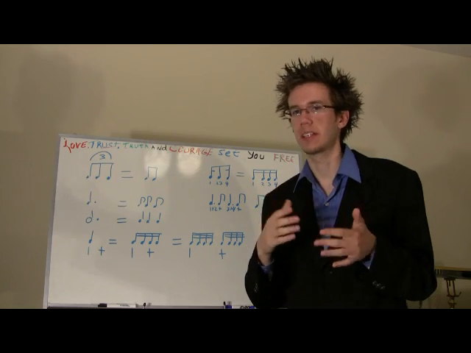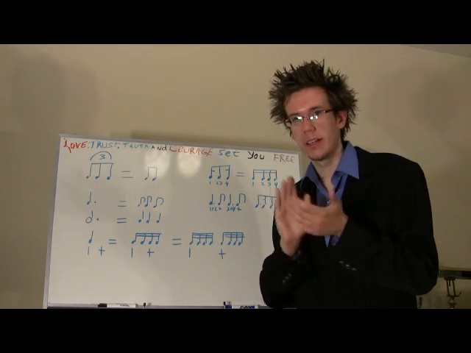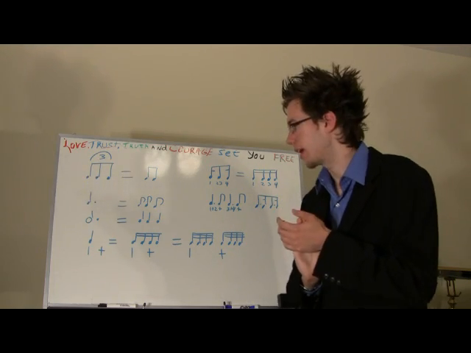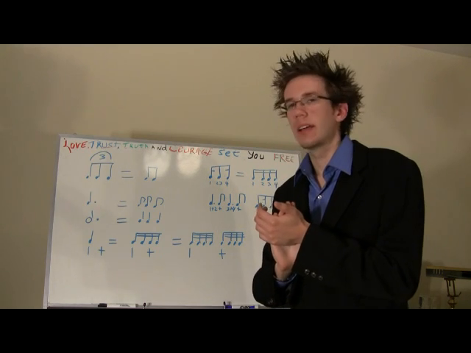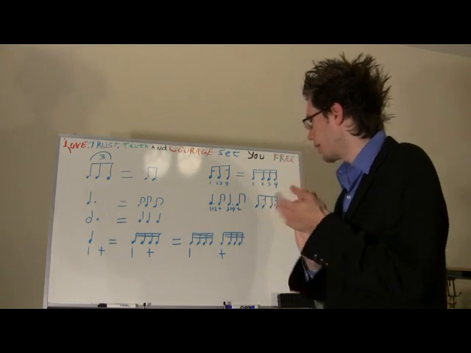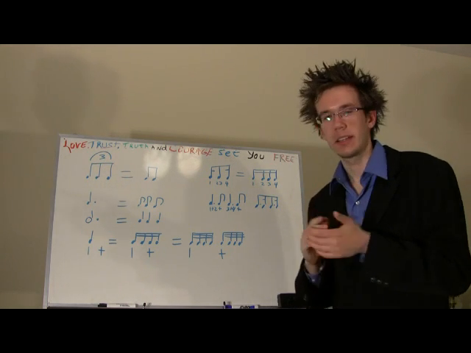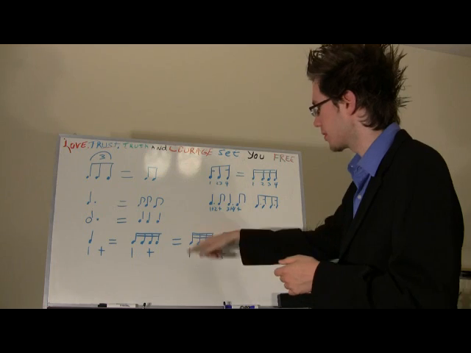I didn't do the first one equal because I was kind of slowing down, but it goes 1 and, like that. So if we were doing this, it would go like this. 1 and, 1 and, 1 and, like that. Okay? So that's how you clap a 32nd note out.